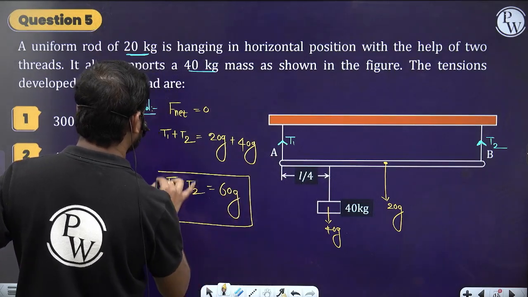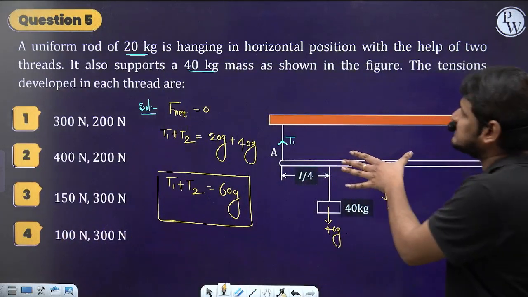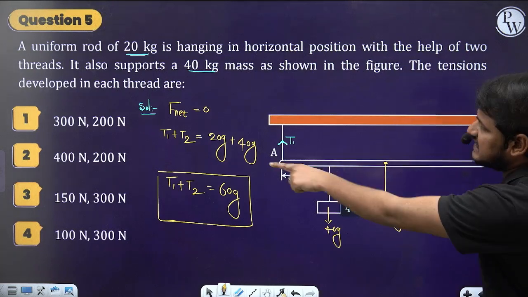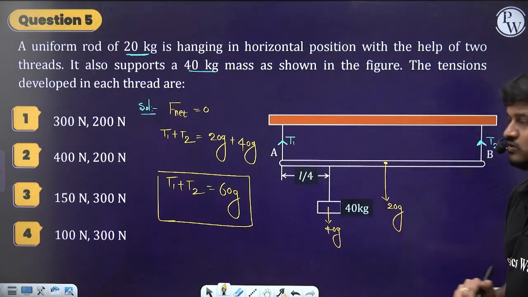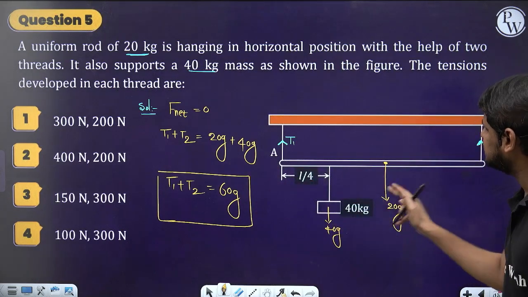First I consider the body is in translational equilibrium, because it is at rest, right? So the body is at rest. Clear? So then we can consider the net force acting on the body is 0. So what are the net forces? T1 plus T2 is equal to 60G. Here 40G and here 20G.